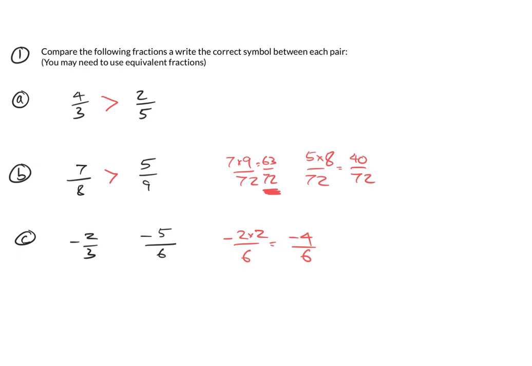And then I've got to compare them, say which one is larger. Well, you've got to remember that although the 5 is a bigger number than 4, minus 5 is smaller than minus 4. So actually, we have another greater than symbol here, because we've got minus 4/6, which is a bigger number than minus 5/6.